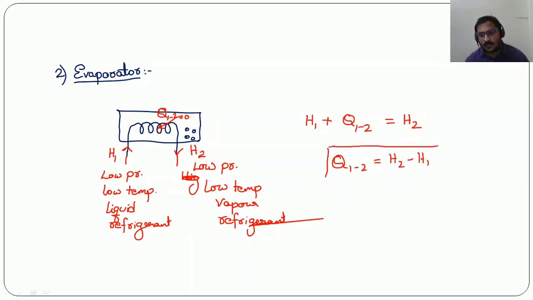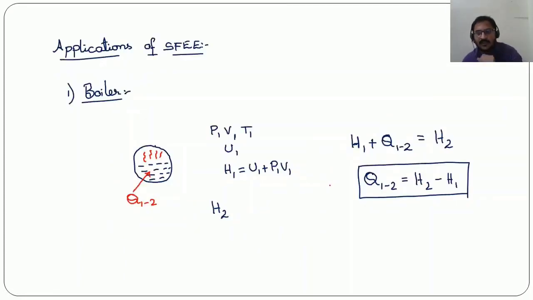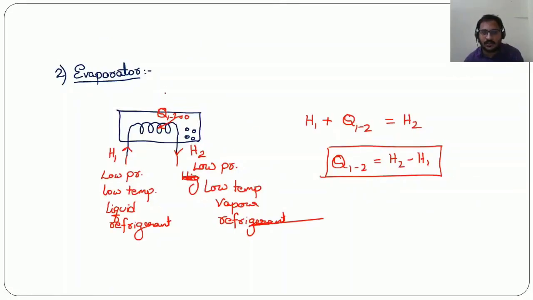You may ask a question like this, sir, for both boiler and evaporator we are getting the same expression. What is the difference? Boiler is used usually for high pressure applications and evaporator is used at low pressure applications. So try to remember, both have the same principle. Liquid should get converted to vapor state, but at low pressure we use evaporator, at higher pressure we are going to use boiler.